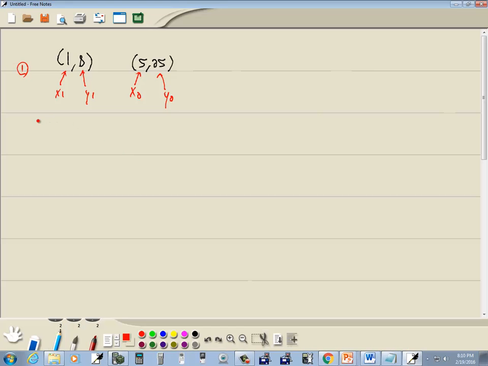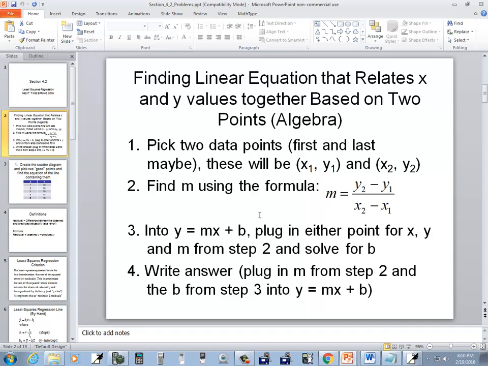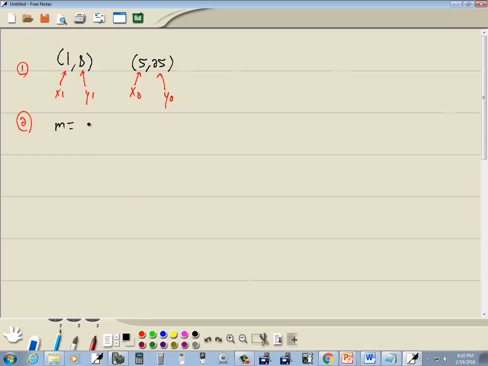Okay, step 2. We want to find m using this formula. So m is going to equal y2 minus y1 over x2 minus x1. Well, y2 is 25 minus y1, which is 8, over x2, which is 5, minus x1, which is 1. 25 minus 8 gives us 17, and 5 minus 1 gives us 4.